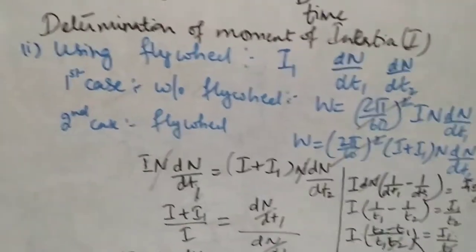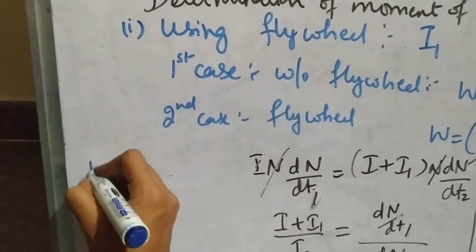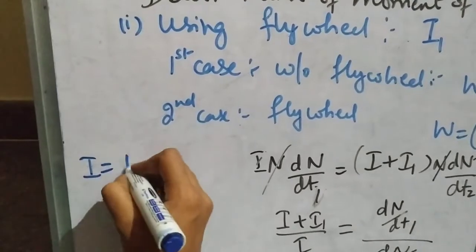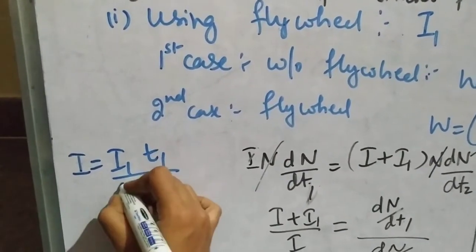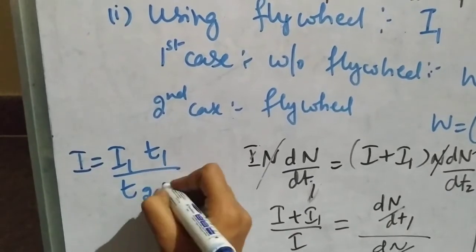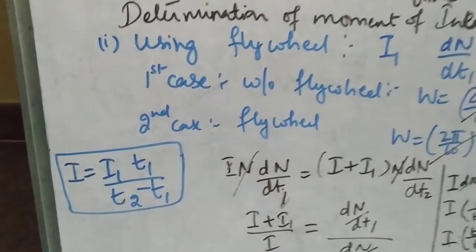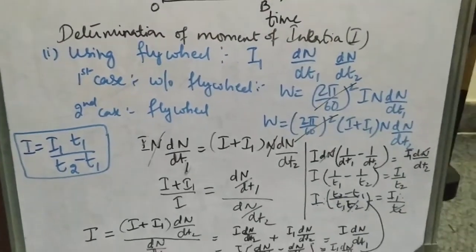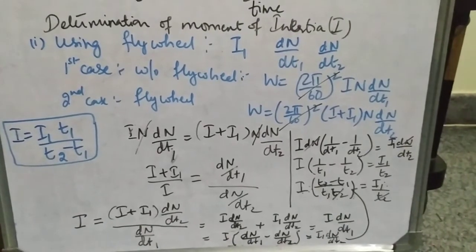Okay, so we'll get the expression. I'm going to write it here. So finally we get I is equal to I1 into t1 divided by t2 minus t1. So this is the expression we are going to derive. So this is with the first method.